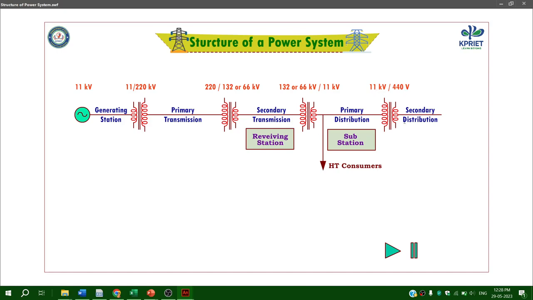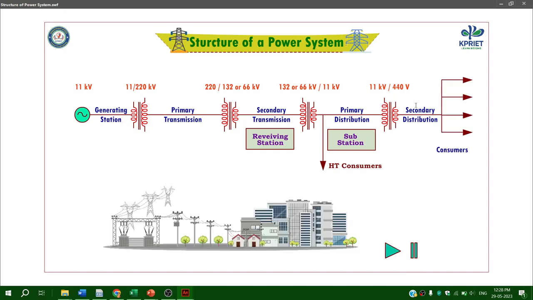Then the 11 kV is stepped down to 440 volts, that is called the secondary distribution. Here the domestic consumers are connected.